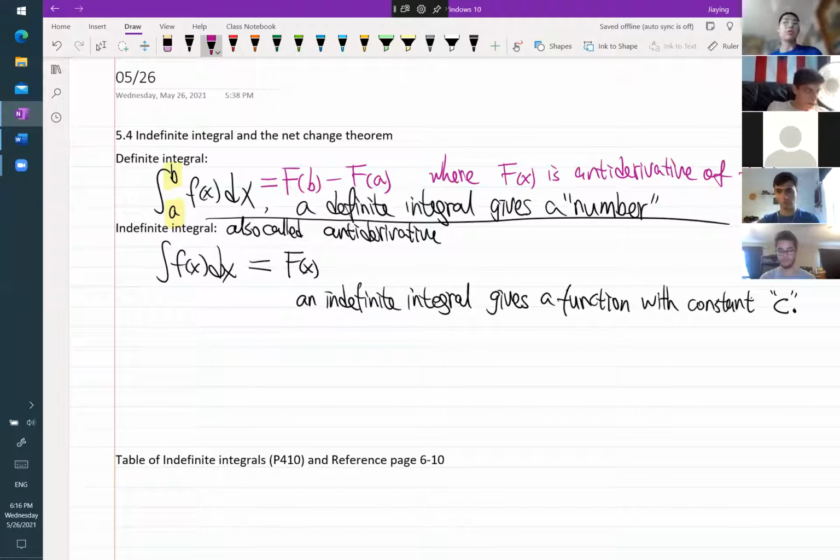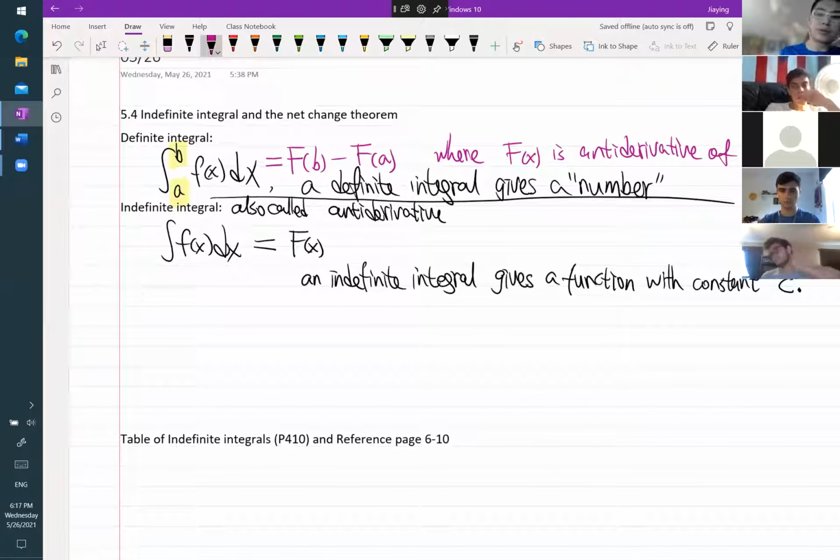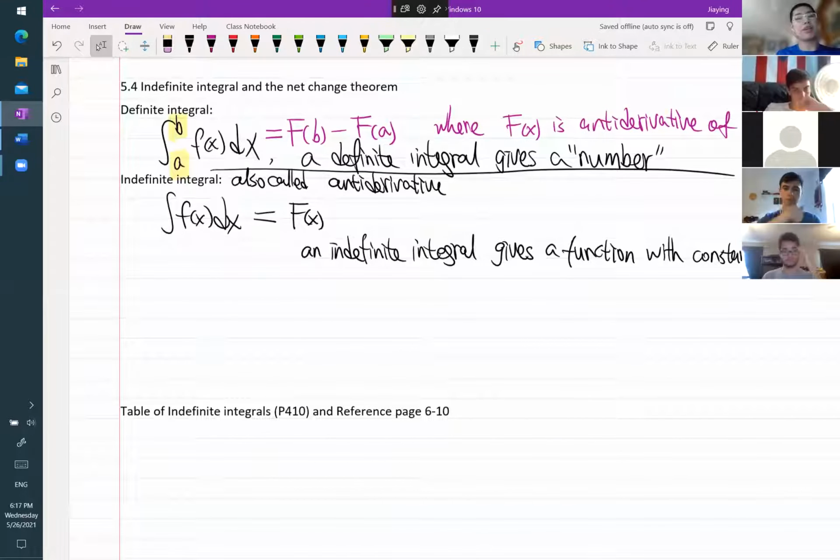So even if you work with definite integrals, you still end up finding the antiderivative first, and then you plug in the a and the b to evaluate the difference. So whether you're working with definite or indefinite integrals, you always end up finding the antiderivative, whether it's in the process or as a final result. All right, so that's just the difference between those two integrals. Every time I see indefinite integrals, I think about antiderivatives because they're really the same.